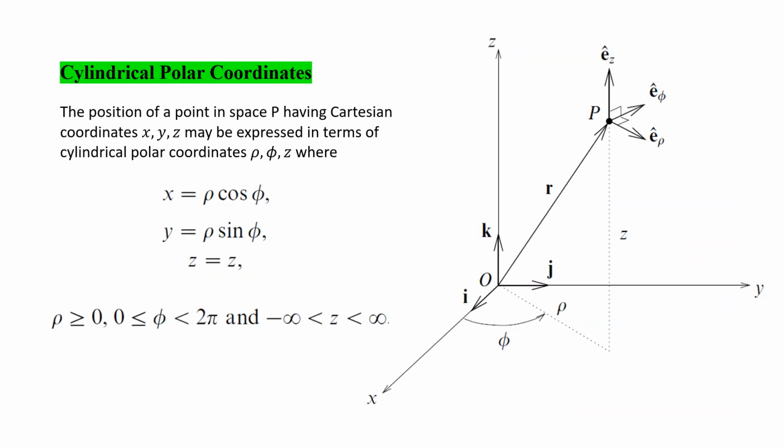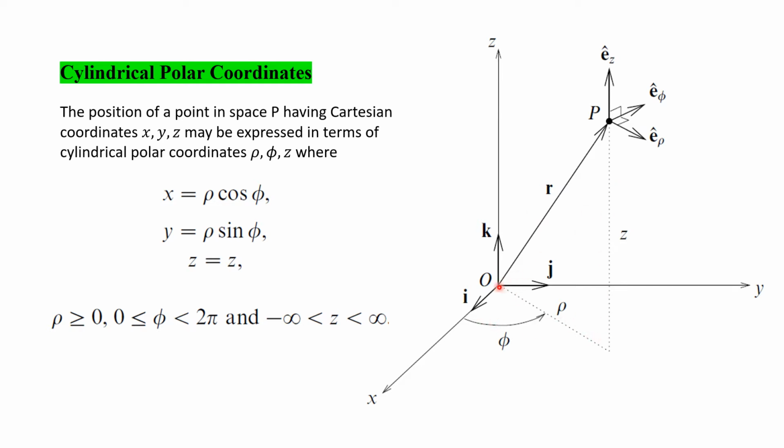Let's talk first about the cylindrical polar coordinates. Consider this point P in the figure. This is your point P here, having Cartesian coordinates x, y, and z. So you have some x and then y and then z to get to point P. Now, the position of this point P in space may be expressed in terms of the cylindrical polar coordinates rho, phi, and z.